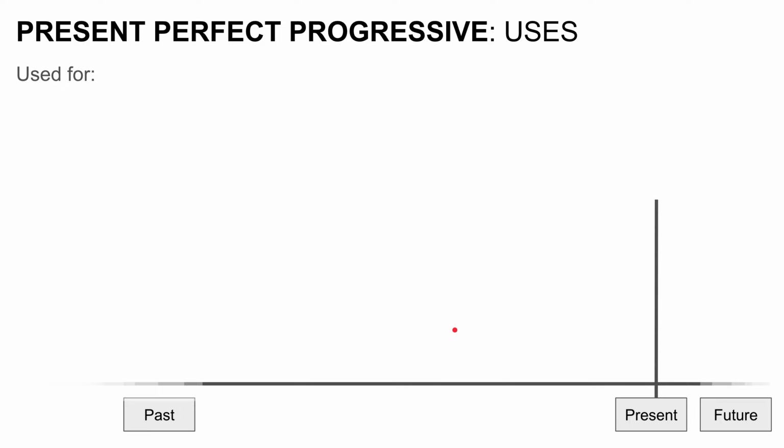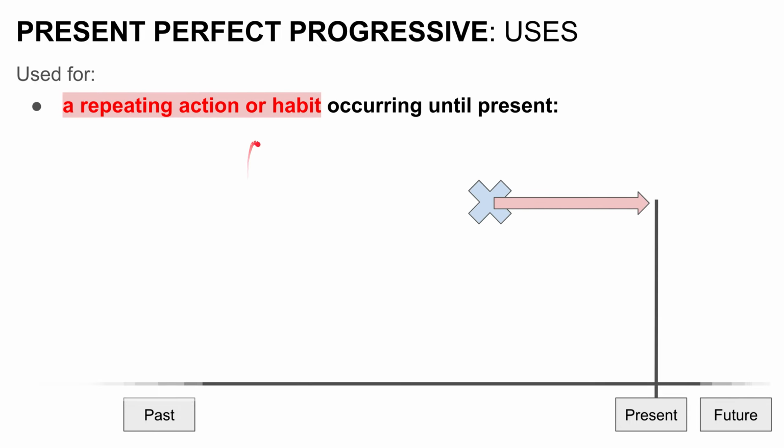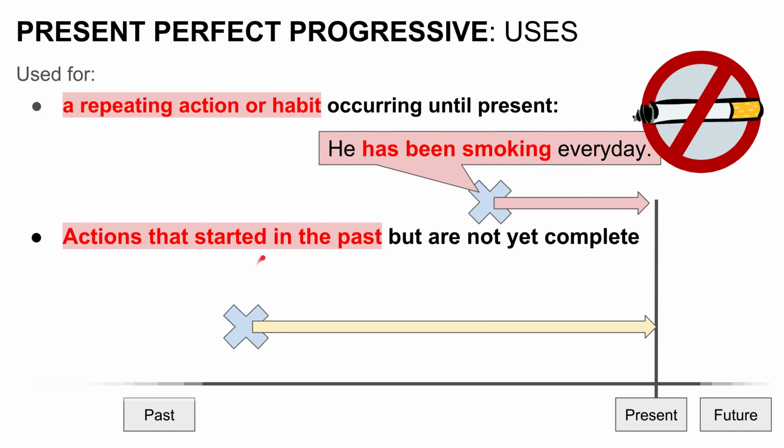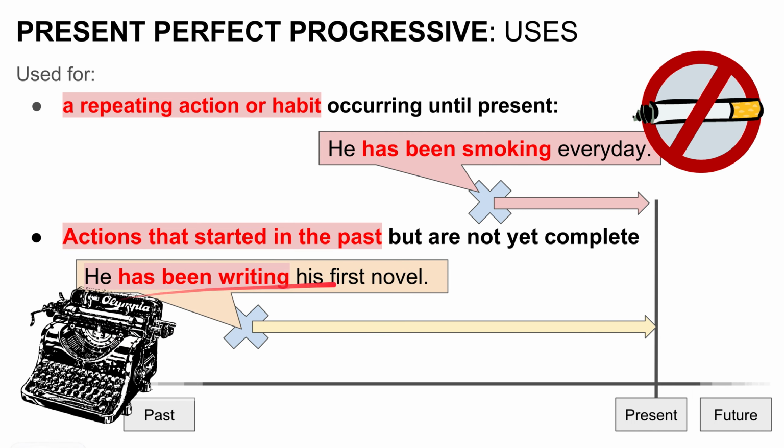Let's look at the uses. The present perfect progressive has two uses. The first one is a repeating action or habit occurring until the present. So for example, he has been smoking every day. It's a habit. Okay, it's repeating. The second one is actions that started in the past but are not yet complete. So, for example, he has been writing his first novel. Has he finished? No, he has not. He's still writing. He started in the past and he's still writing in the present. So he has been writing his first novel.